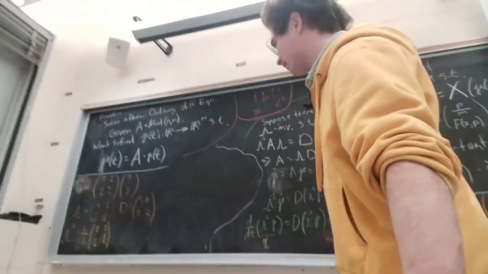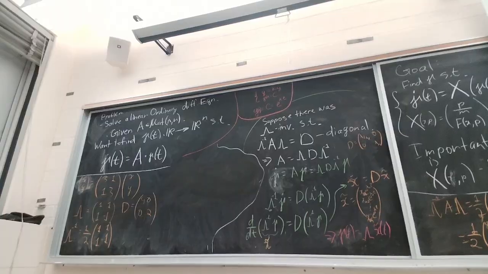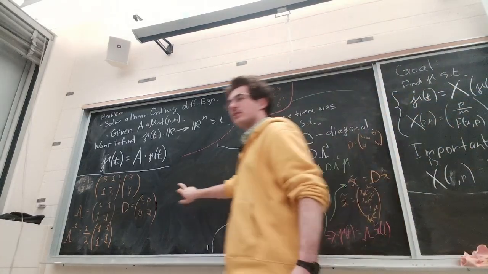So okay, I will now erase this again. This is just matrix multiplication. Hopefully you can do matrix multiplication by now. Okay, so I figured out what D is, right?